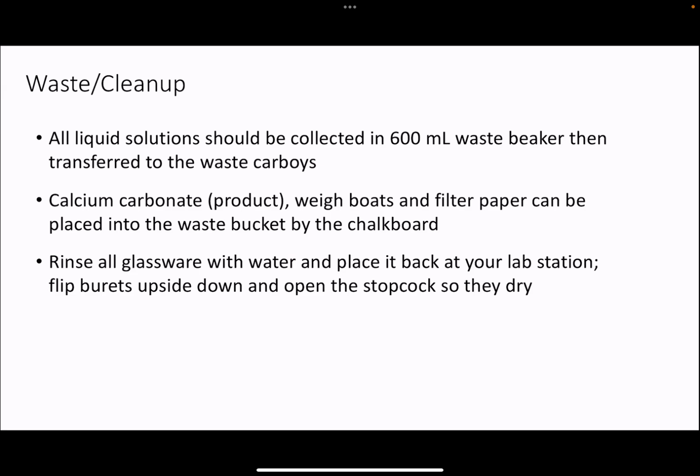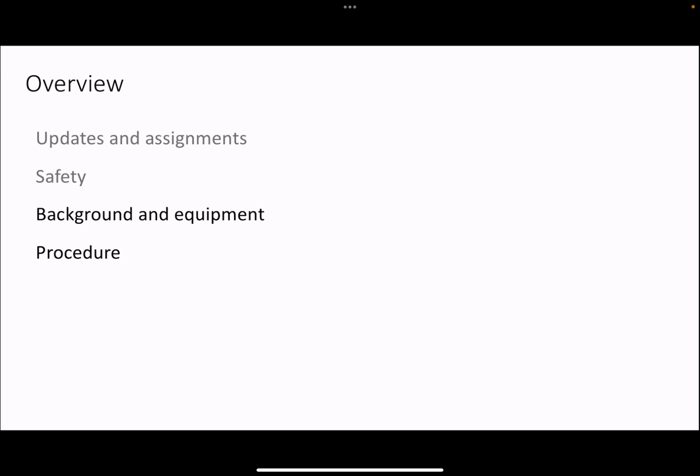What I would do here, and this is recommending you to just collect everything in a big 600 ml waste beaker and then transport it to the carboys as opposed to going back and forth multiple times. It's more efficient. Just make sure that any solid gets placed in the solid waste bucket by the whiteboard, and then rinse any glassware and make sure that you return everything as it was.